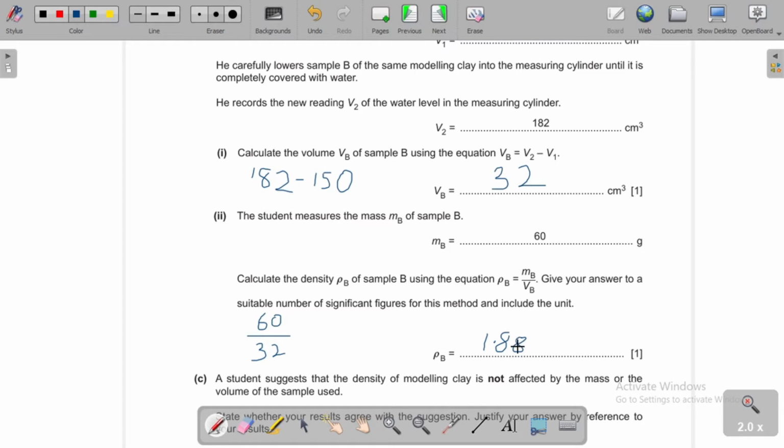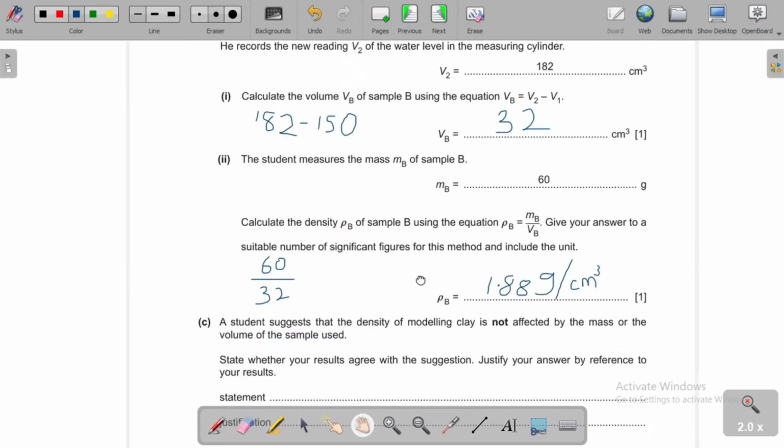1.88. And the question is, give your answer to a suitable number of significant figures for this method and include your unit. What is the unit of density? The unit of density is gram here on top, and then this 32 is in cm cube, so we have cm raised to the power of 3.